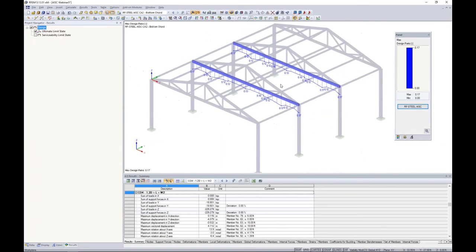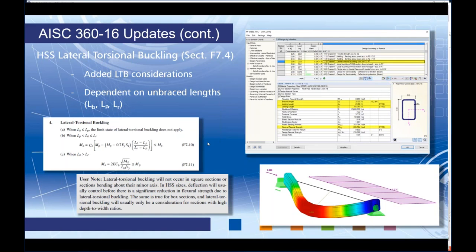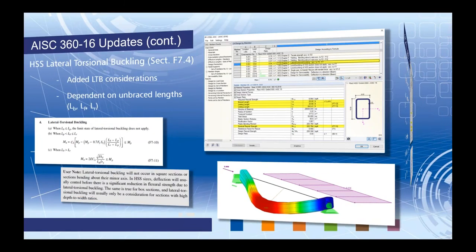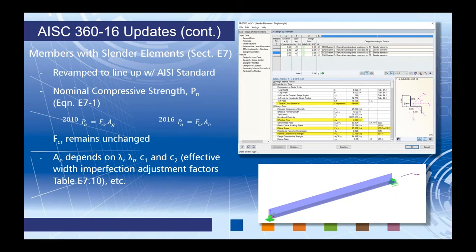Okay, so that really concludes our structure today, but there are several more points that I wanted to go over according to the 2016 updates that we just simply don't have these members available in our structure today. So this is definitely not an exhaustive list, but I just wanted to point out some of the changes that you'll see within the ADA module RF-STAHL AISC in reference to the 2016 edition.